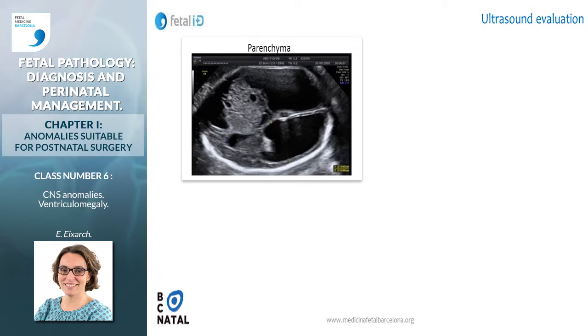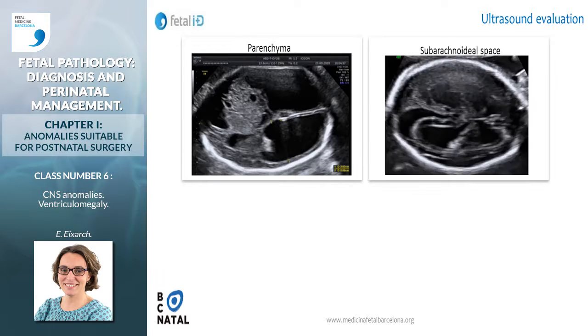Other things are the parenchyma, which could make us think that there is a tumor, for example, as in this case. We also have to assess the subarachnoid space, which could be increased, as in this case, with a reduced cerebral parenchyma. This must make us think that there is a reduction of the cerebral parenchyma due to a hypoxic ischemic event.